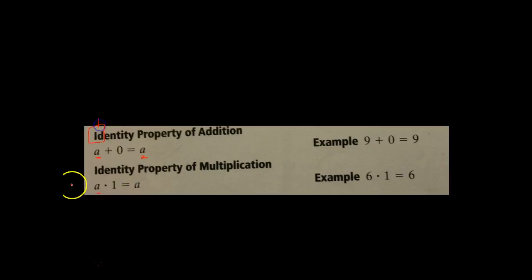Once again, identity. Here's an example, 9 plus 0 is still going to give you 9. Anything you add 0 to, you're going to get itself. Anything you times by 1, you're going to get itself, which is why I'm trying to help you with the concept of an ID, identity. You're going to get what you started with. You're going to get yourself with your ID.